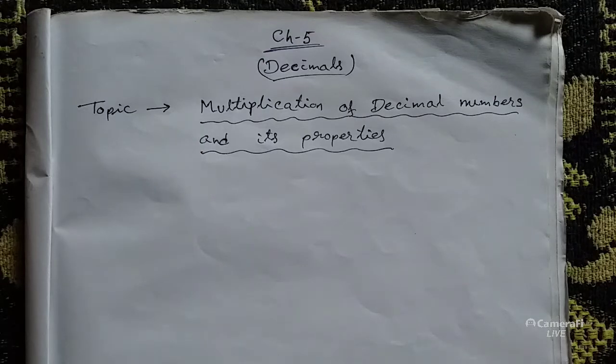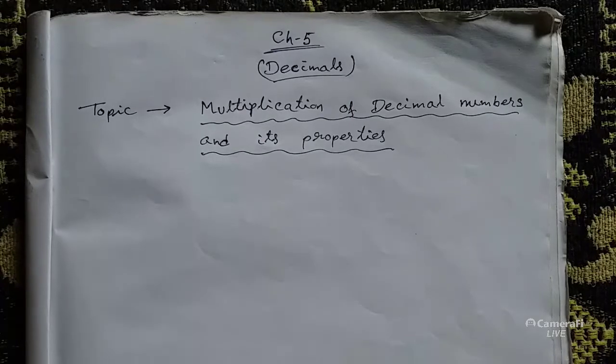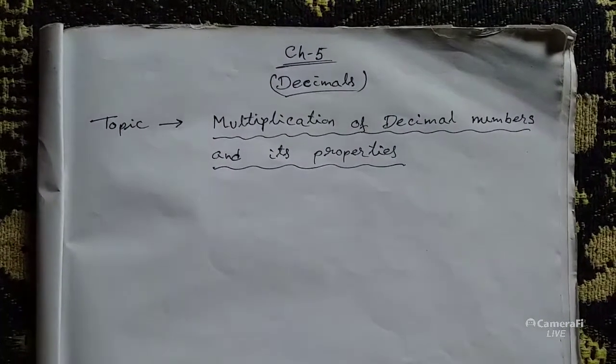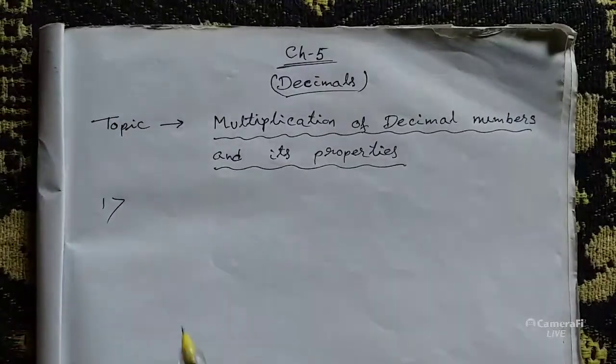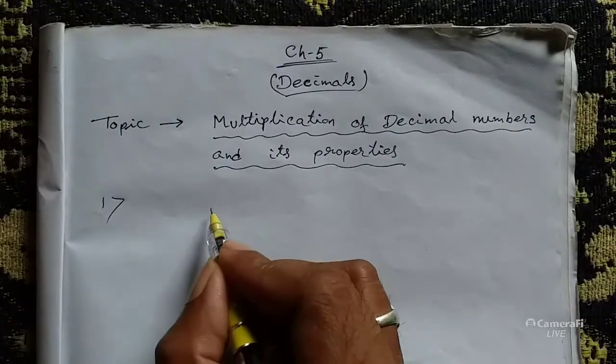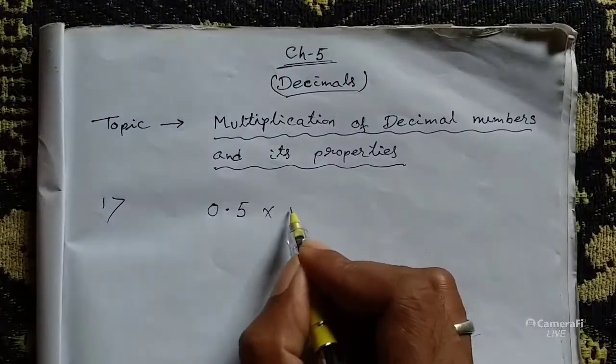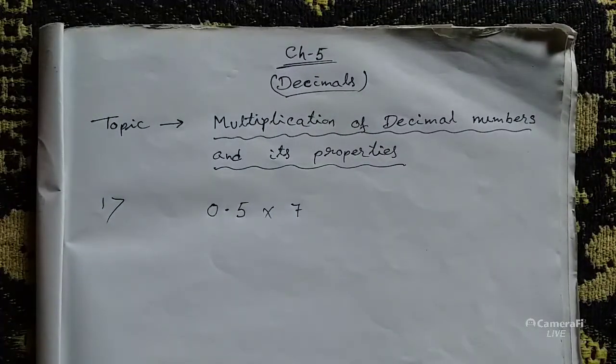Today's discussion is on multiplication of decimal numbers and its properties. First we will discuss some multiplication of decimal numbers. Let me take some multiplication example. Suppose we have to multiply 0.5 and 7. Then how can we multiply this?